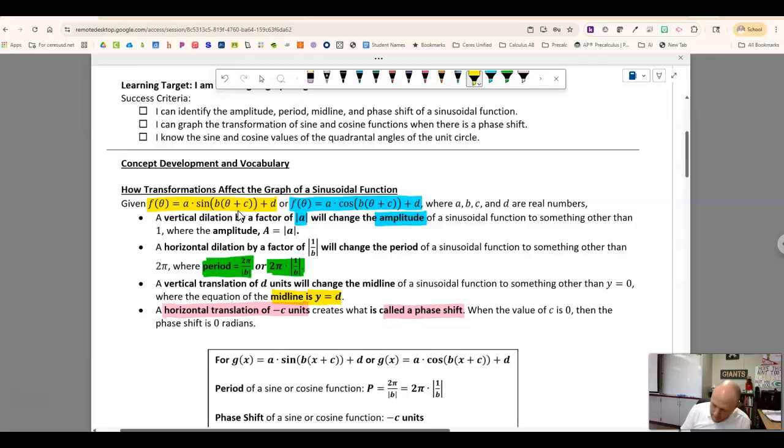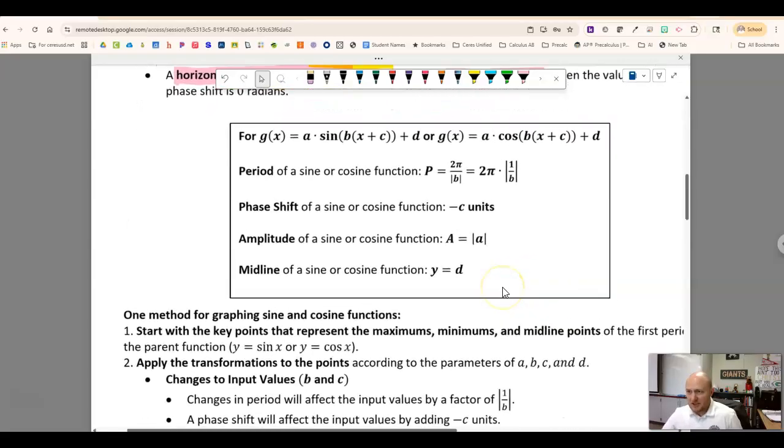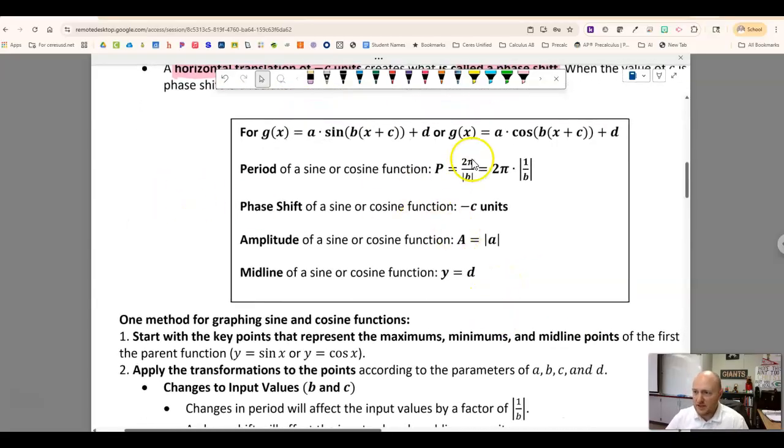And then the last one we talked about in a previous lesson is the d value. This is your midline that moves your graph up and down, okay? So again, here's a summary of that. Period is 2 pi divided by the absolute value of b. Phase shift is negative c. Amplitude is the absolute value of a. And your midline will always be d.